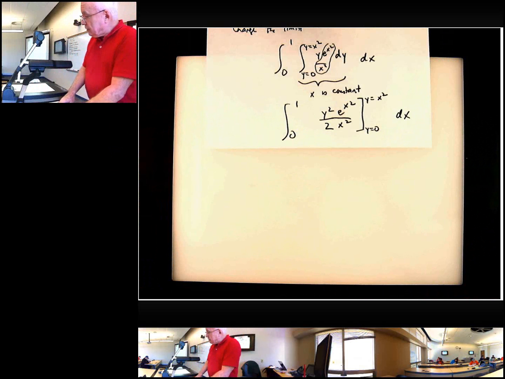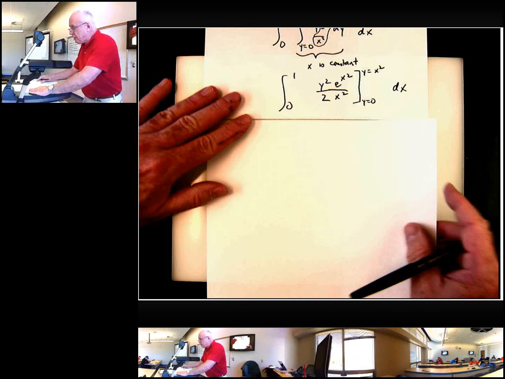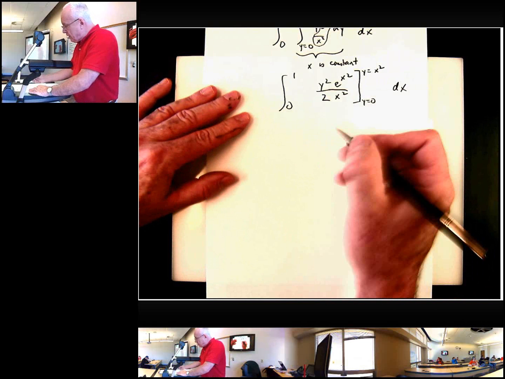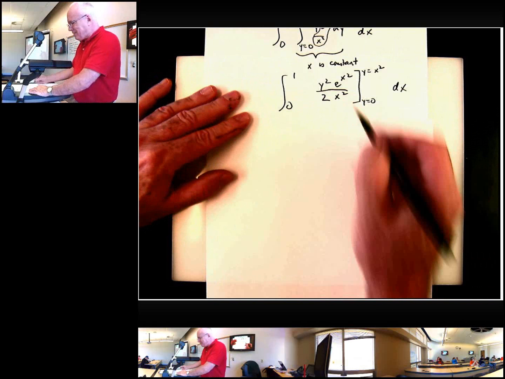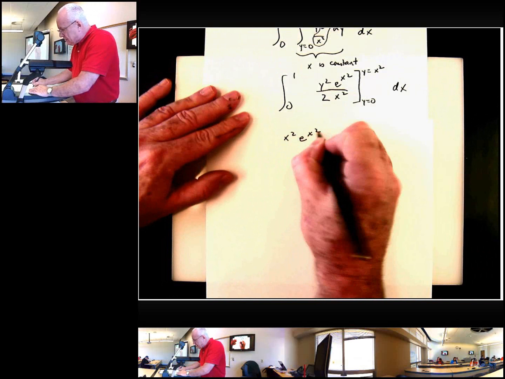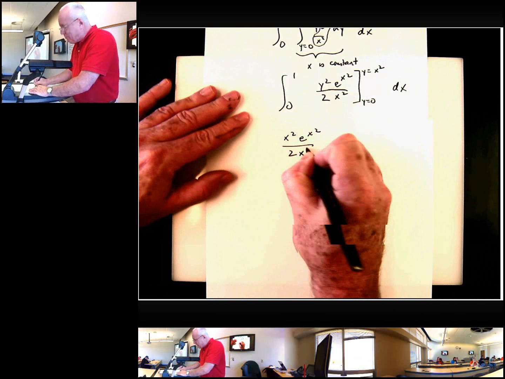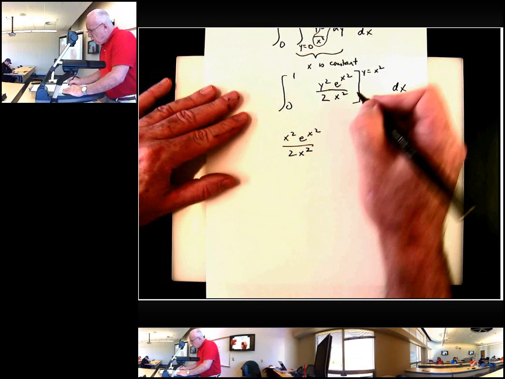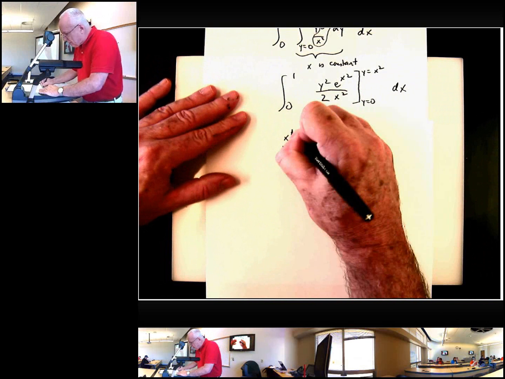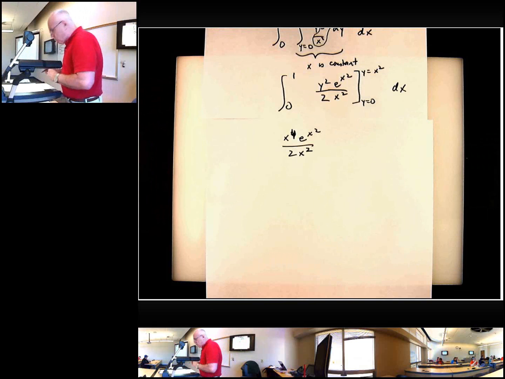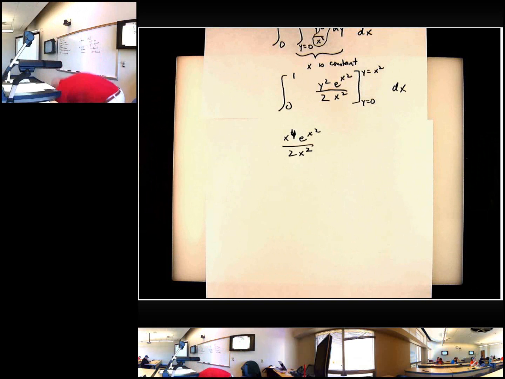So let's see here. Let's plug in the limits of integration. Top one is y is equal to x squared. Oh, that's nice. So we have x squared e to the x squared over 2 times x squared. Oh, yes, you're right. Thank you. X to the 4th, because it's y squared. Y squared will be x to the 4th. Thanks, Cassandra.